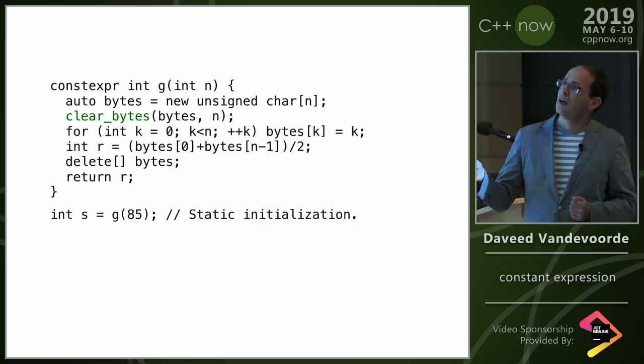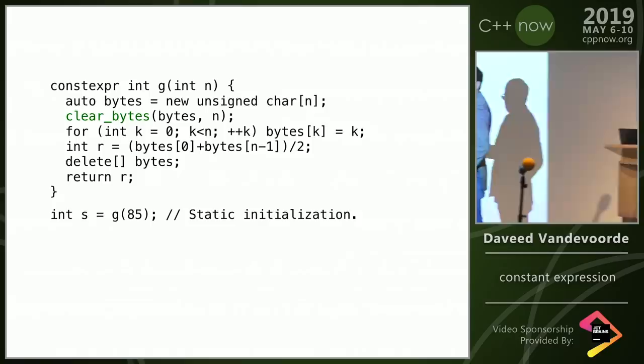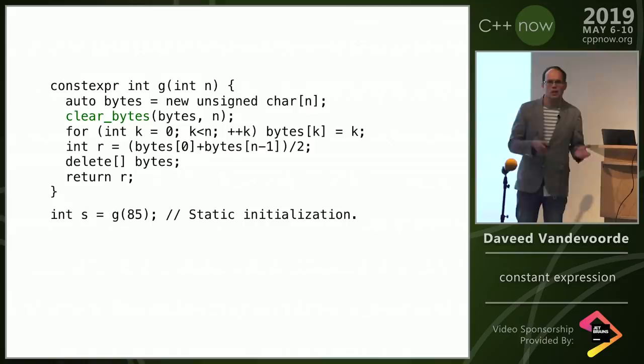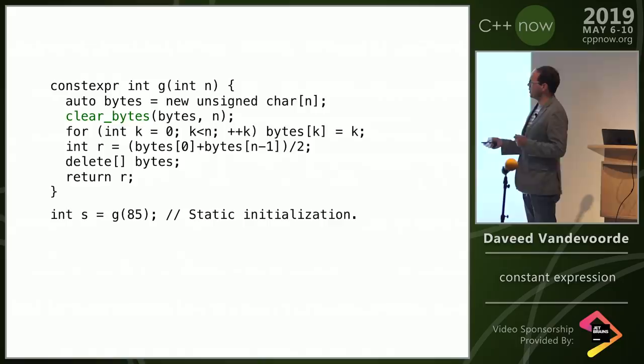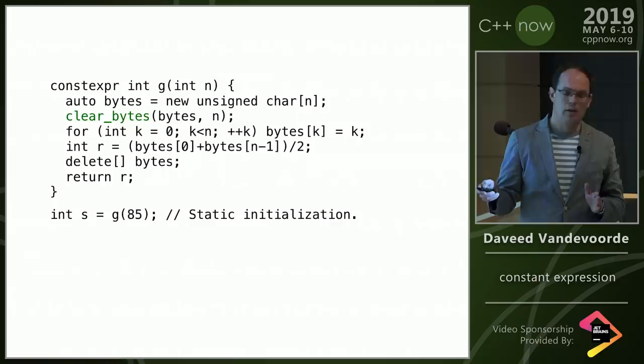I call g of 85, and I'm initializing a global variable s. Does it matter whether it's constant or not? The answer is yes, because if it's constant, it's static initialization. If it's not constant, it's dynamic initialization. So what the language says is you have to do a tentative evaluation with is_constant_evaluated equal to true. I try to evaluate that, and this now works. clear_bytes is going to go to the loop case because is_constant_evaluated is true, and this is tentative. Then I evaluate everything, and I come back with a constant. We're good. So this gets static initialization.